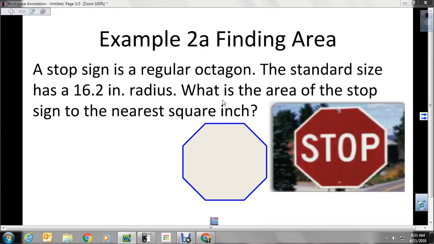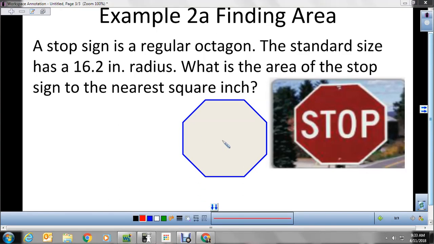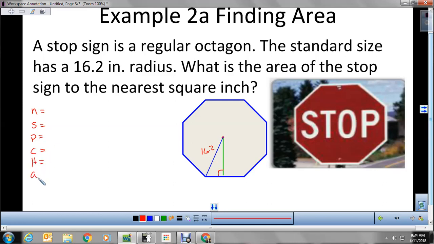So, in this case, we're going to mark our center here. You can draw it on a separate sheet, but I'm going to draw my apothem going straight down. And then I'm going to set up this one side of my right triangle here. They give us the radius this time, which is 16.2 inches. So we'll start writing down NS, P, C, H, and A.